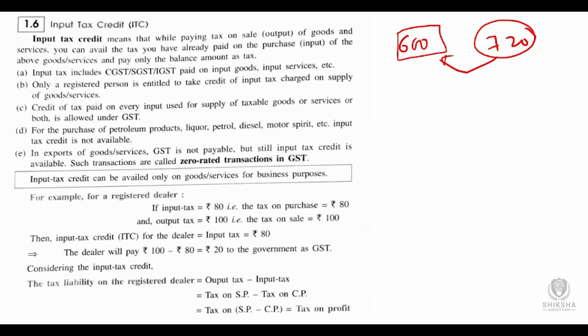So it is simply calculated by output tax minus input tax. The tax paid by the seller, the trader, is output tax minus input tax, or tax on SP minus tax on CP, or you can calculate tax on SP minus CP, or tax on profit.